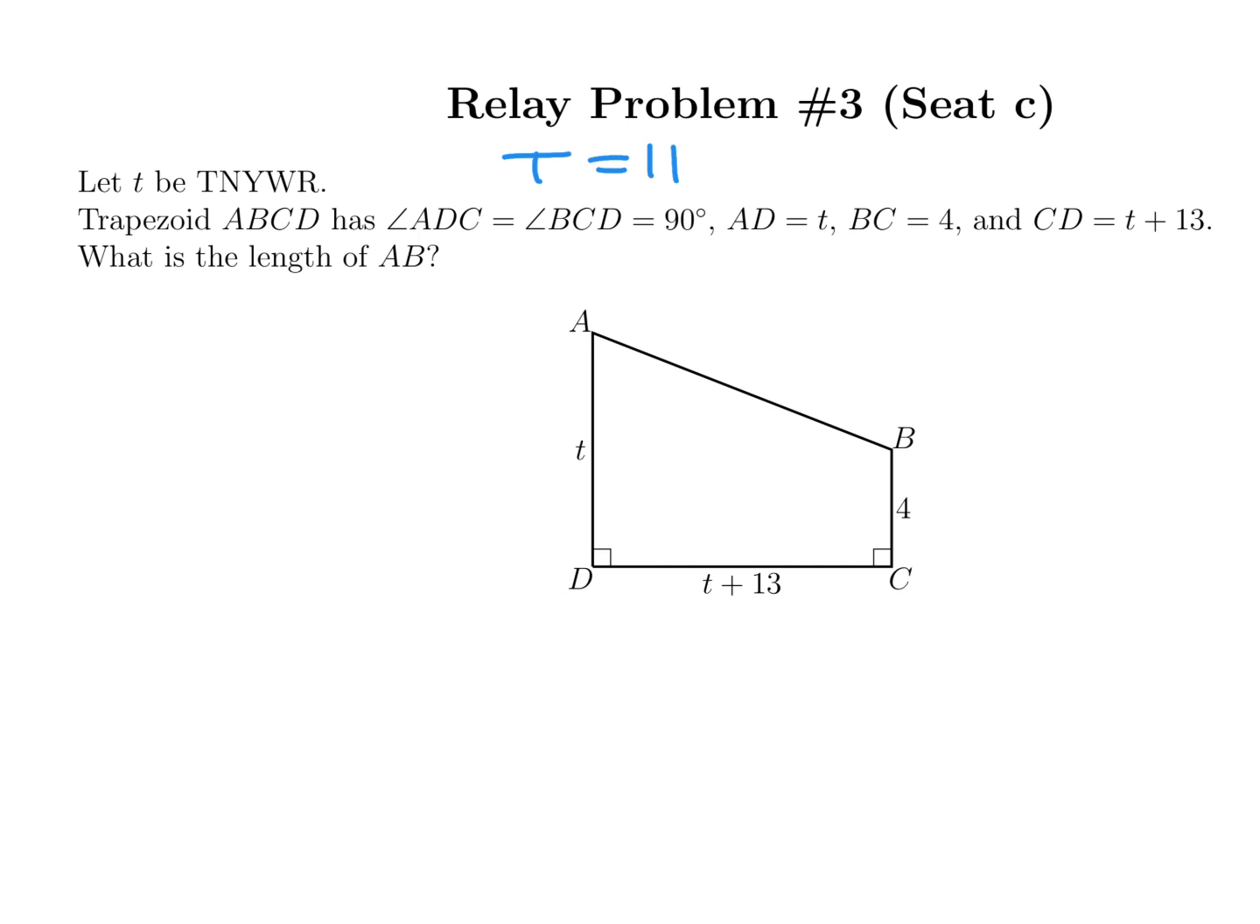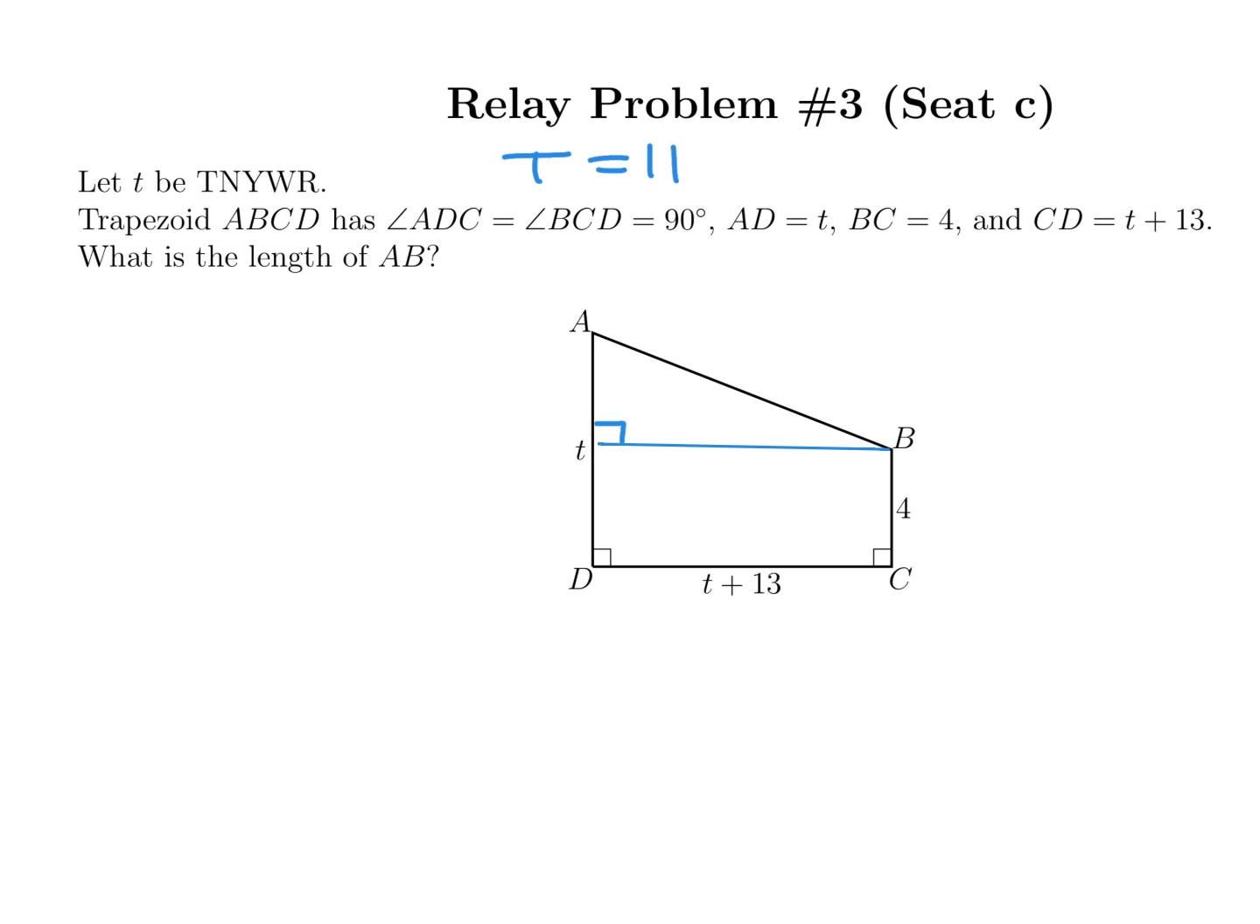Trapezoid ABCD has angle ADC equal to BCD is 90, AD is t, BC is 4, CD is t plus 13. What is the length of AB? Okay, so first thing I'd like to do, which is pretty straightforward, is draw a little line there, like that. That's parallel to the one down there. So that would basically make this a right angle.